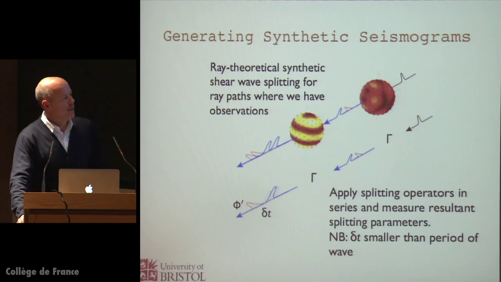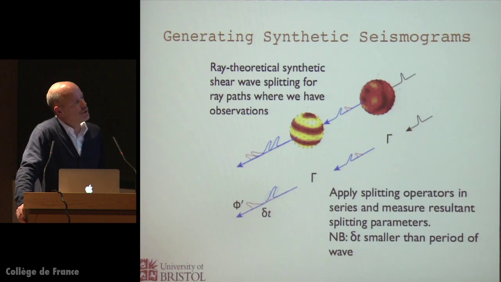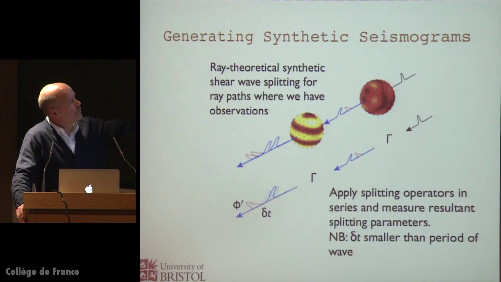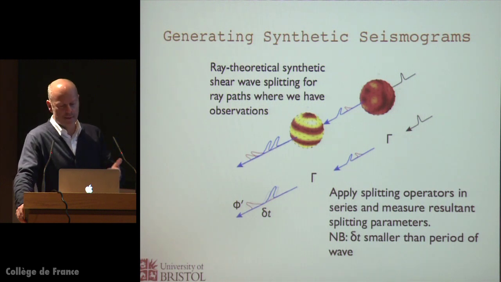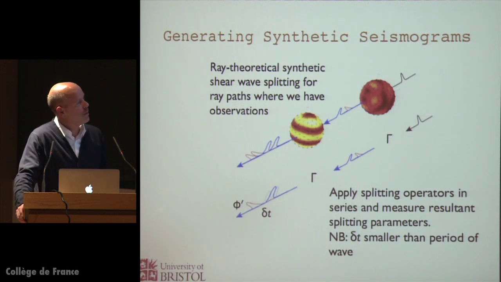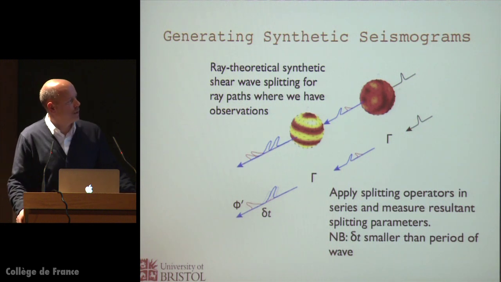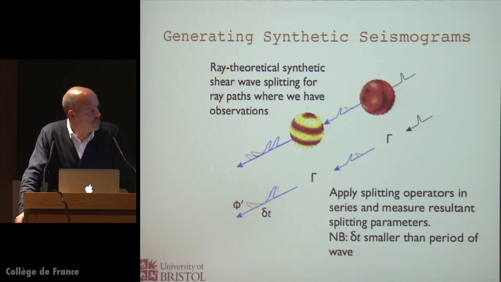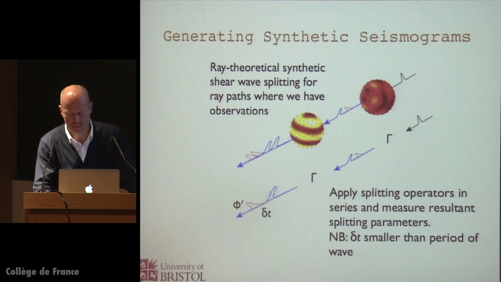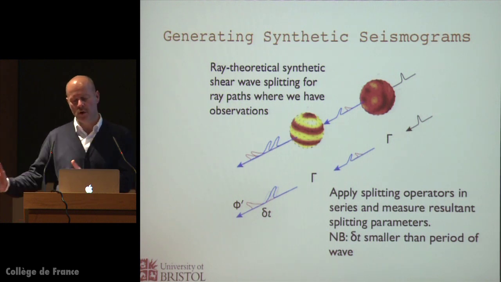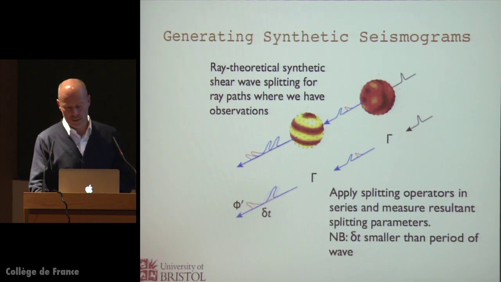Then once we've done that and covered our region of the lowermost mantle, we can work out what the measured shear wave splitting would be. To date, we're just using a ray theoretical synthetic of shear wave splitting. We basically just add the splitting operator as you move along the ray path, and you end up with a series of splitting parameters. One of the assumptions in this is that the splitting time is smaller than the dominant period of the seismic wave. That sort of summarizes going from the flow models to predicting what the shear wave splitting would be.